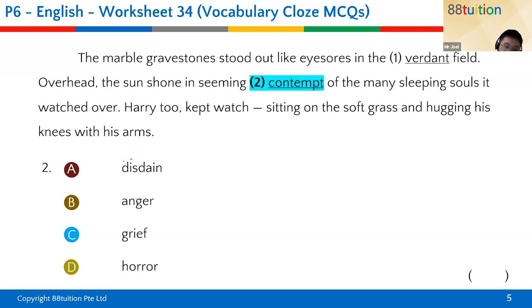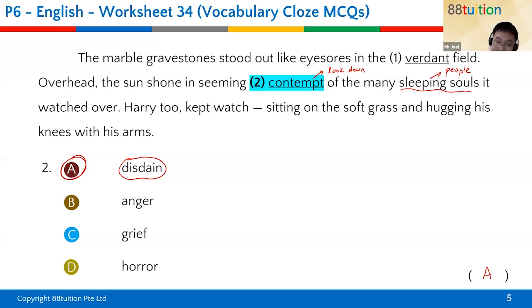The correct answer is disdain. Over here, right? Disdain. So the answer here needs to be A. When you are in contempt of someone, you basically look down on them. I don't mean you literally stand on top of them and look down on them. I mean that you think that they are inferior to you, right? So you show contempt for that person. Or in this case, the sun is showing contempt for the many people that it watched over. The sleeping souls over here refers to people who are sleeping, basically.